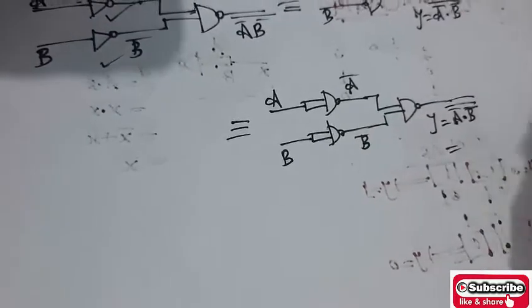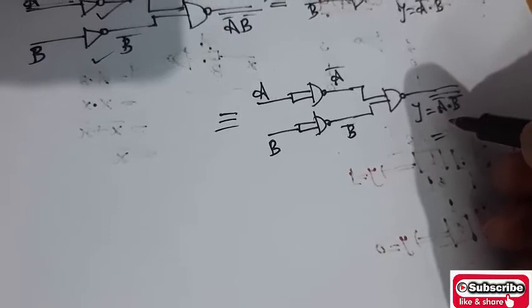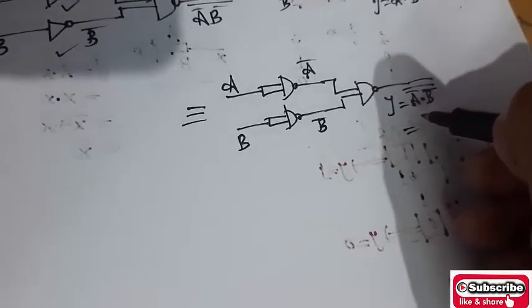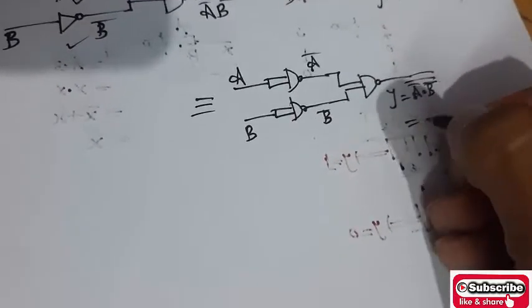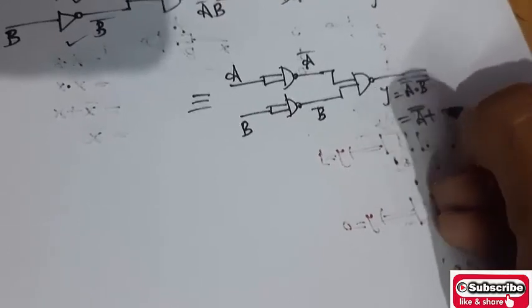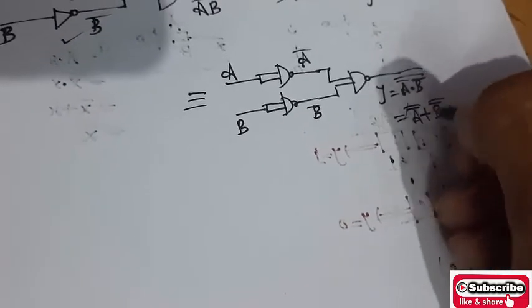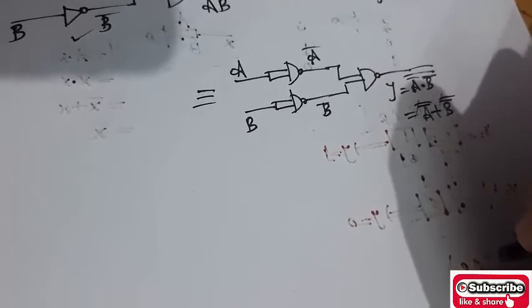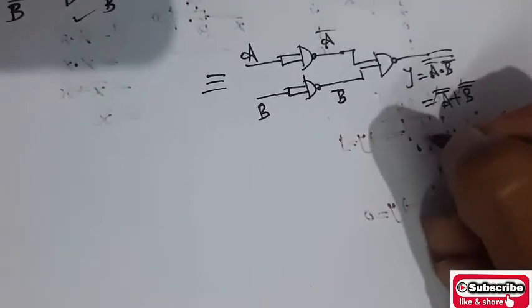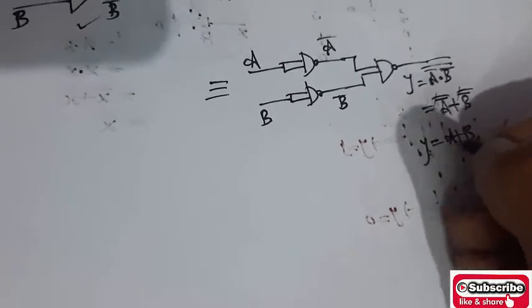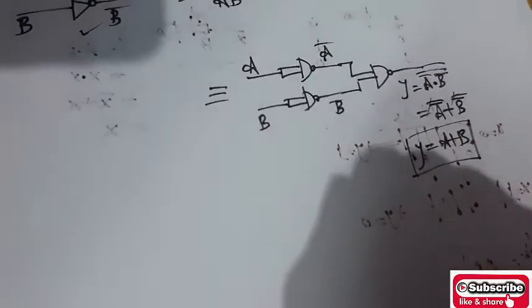Now we can apply De Morgan's theorem here. A bar dot B bar whole bar is equal to A bar bar plus B bar bar. That means A double bar plus B double bar. These both two complements will get cancelled to each other. You will get y is equal to A plus B.